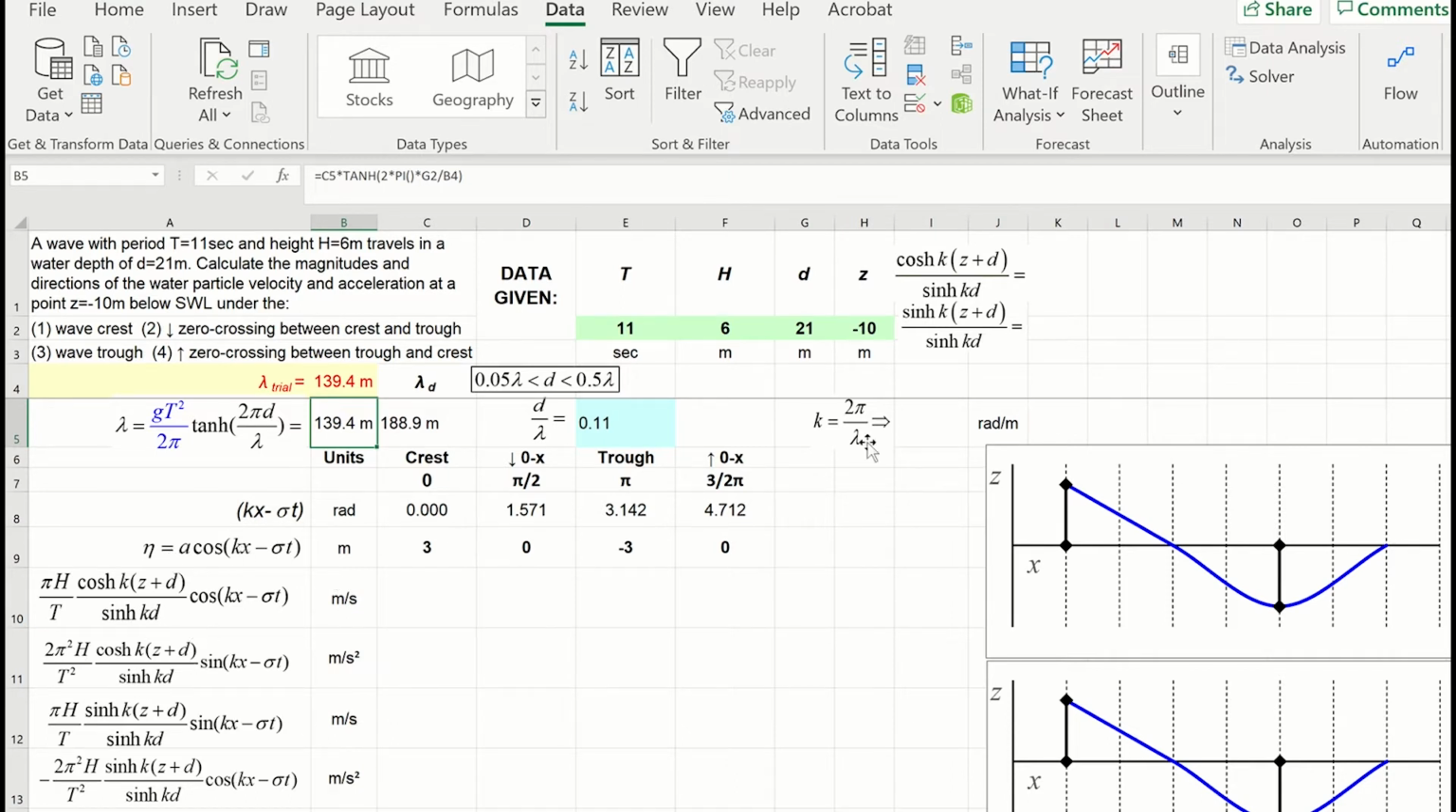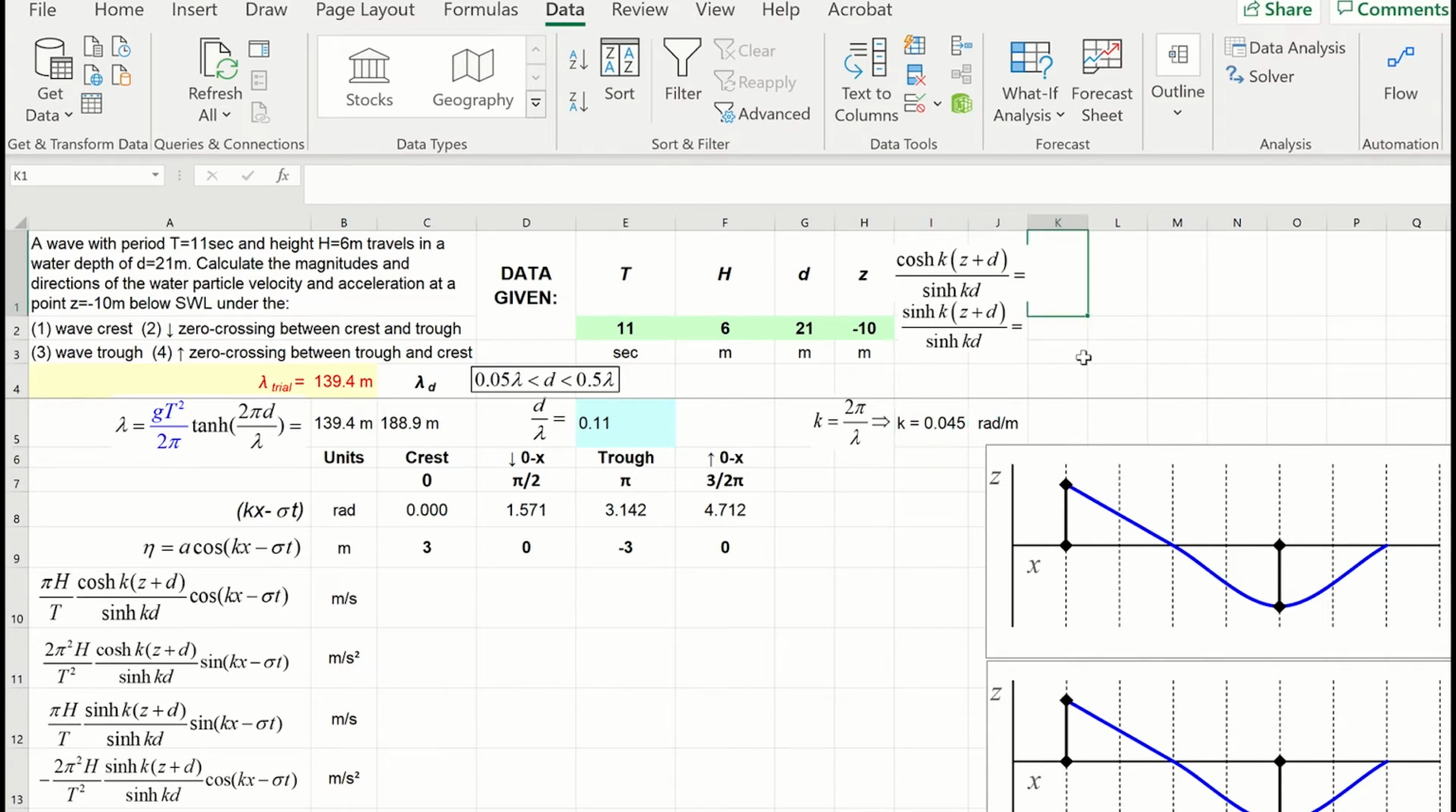Just before I do this, I would like to calculate the wave number, because I would need my wave number to calculate these ratios, hyperbolic cosine divided by hyperbolic sine, because I decided to calculate these ratios separately to make this equation simpler. And I will calculate them here. So my wave number is equal to 2 multiplied by pi and divided by wavelength, which is here 139.4. So this would be my wave number, which is 0.05 radians per meter.